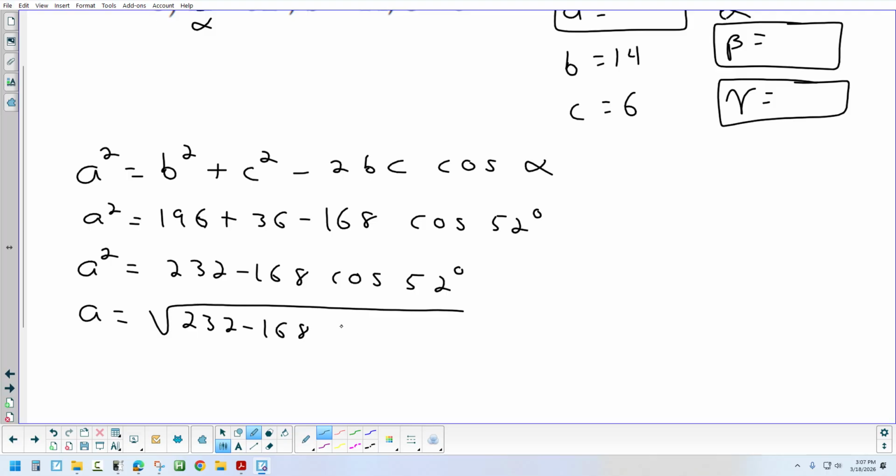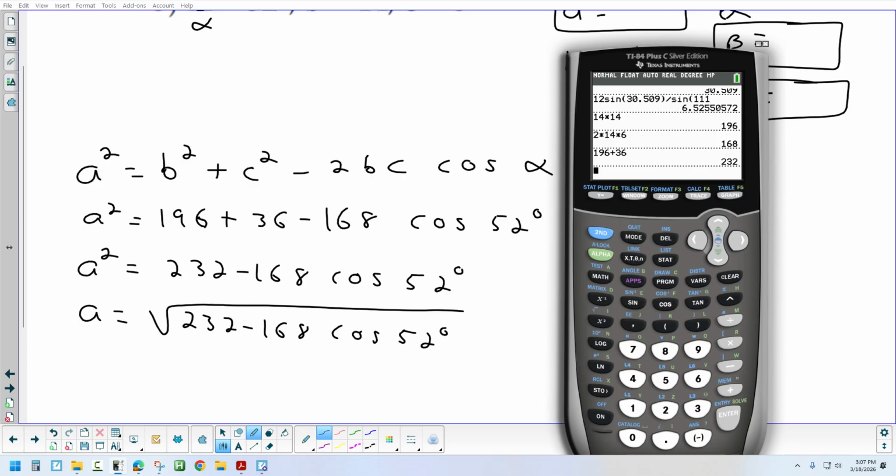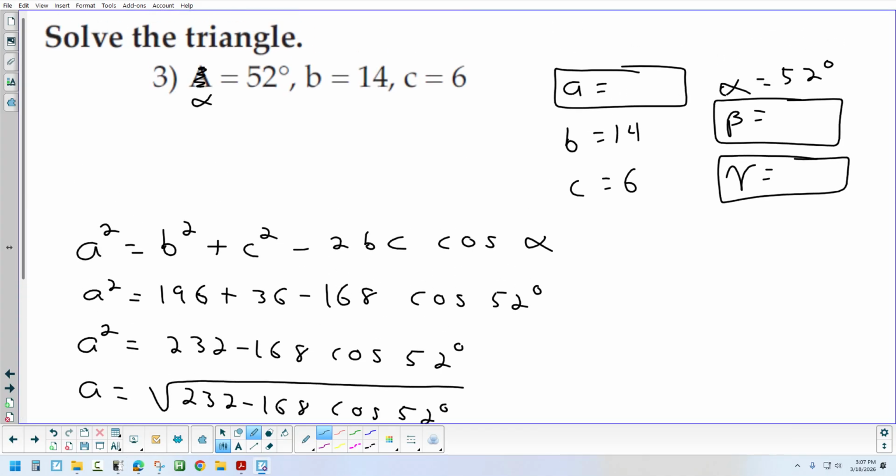And up until this step, I have not rounded anything. I'm going to round now. So the square root of 232 minus 168 cosine 52. Again, make sure you're still in degrees to match the information in the problem. And that gives you 11.339. Okay, so that's A, 11.339.